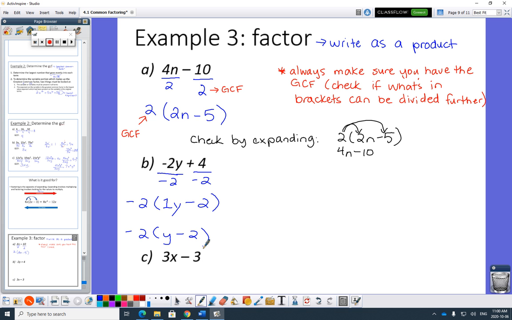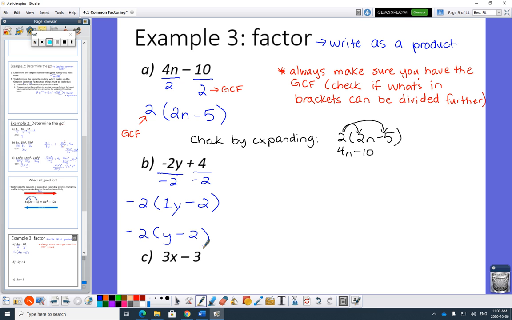Okay? If you left it as negative y plus 2, and only called your greatest common factor as 2, I wouldn't take marks off, but again, try to get used to that because eventually we don't want negatives in our first term.